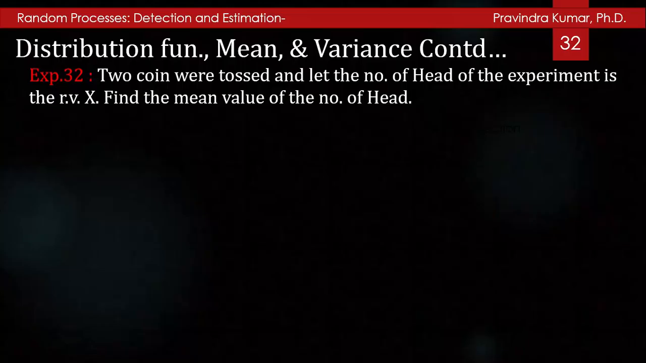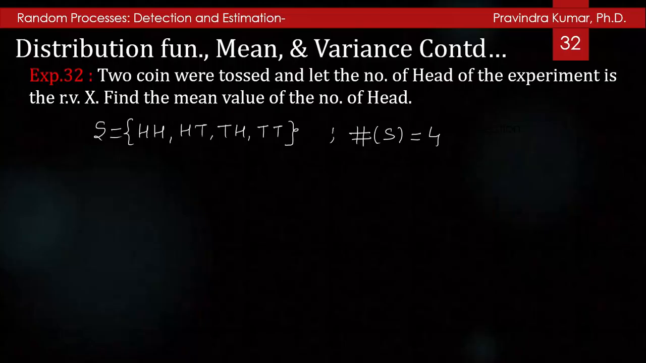So here consider one example. Two coins were tossed and let the number of heads in the experiment be the random variable. Then find the mean value of the number of heads. So here the sample space when tossing two coins is HH, HT, TH, and TT, and the total number of sample points is 4. And the random variable is the number of heads.